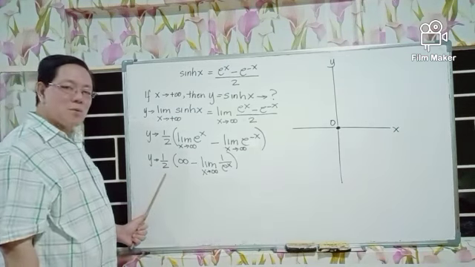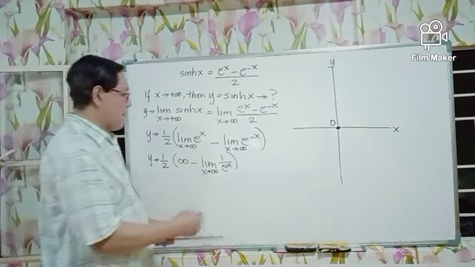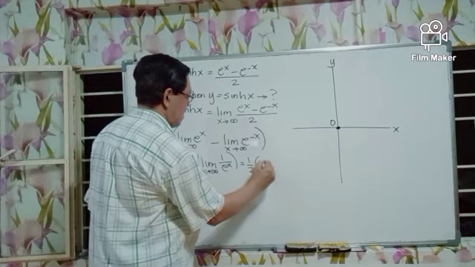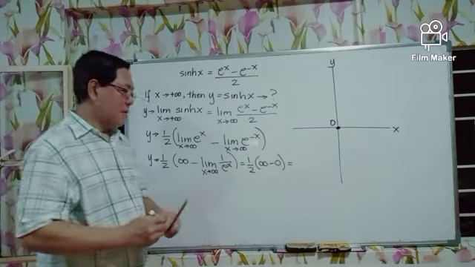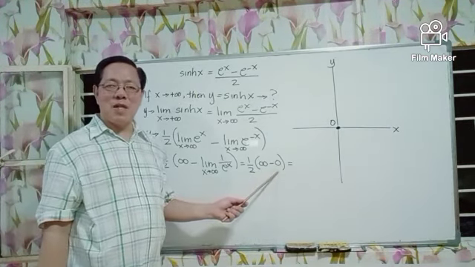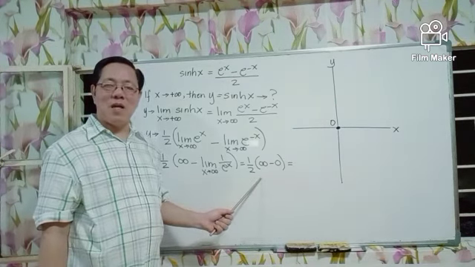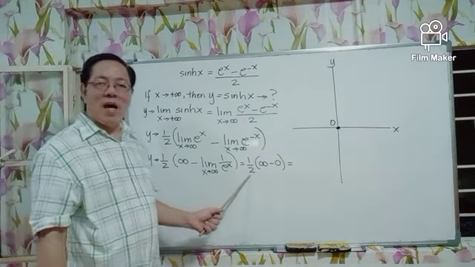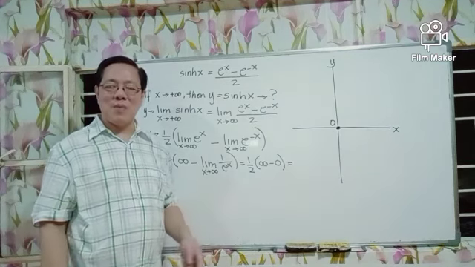And this now becomes 1/2 times quantity infinity minus 0. But infinity minus 0 is still a very large real number. Multiplied by 1/2, it becomes even larger, a positive infinity. Hence, 1/2 times quantity positive infinity minus 0 is positive infinity.